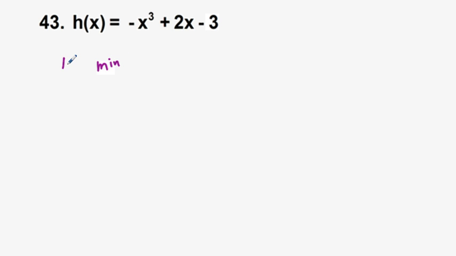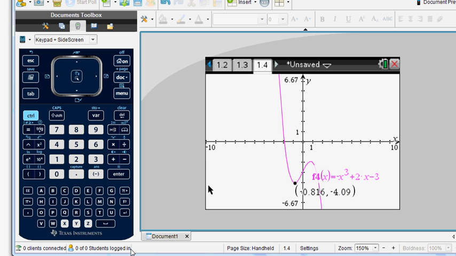So we'll say we have a local minimum of negative 4.09 at x equals negative 0.82. Okay, let's look at our calculator to be sure. Negative 0.82. Okay, looks good.